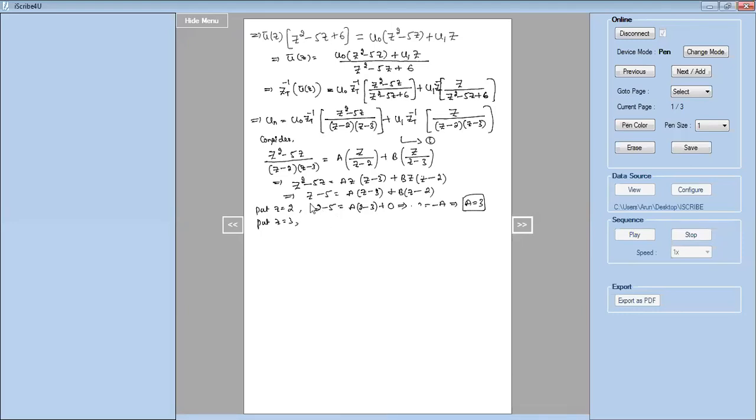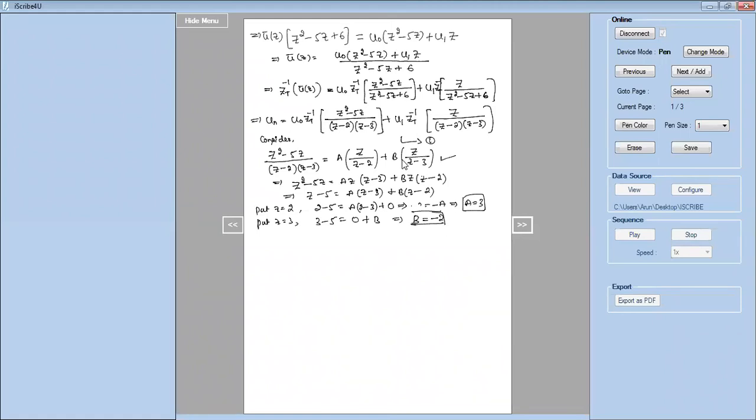Next, put z = 3 in this equation. It is 3 − 5 equals A into (3 − 3), which is 0, plus here 3 − 2 is 1, so plus 1 into B. So this implies B is equal to −2. Right? B is −2. So I got the values of A and B. So substitute A and B in this equation.